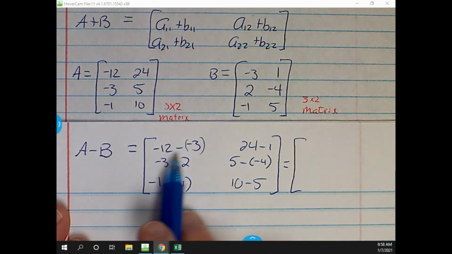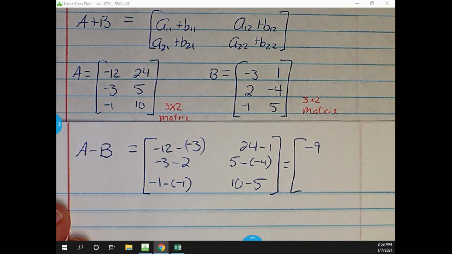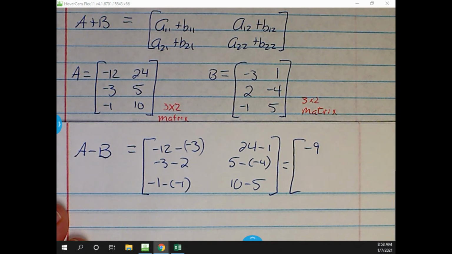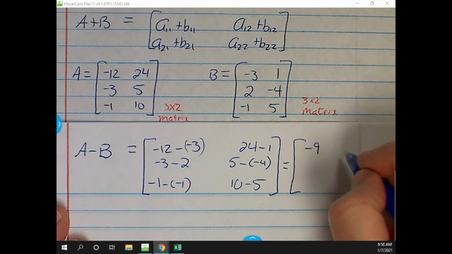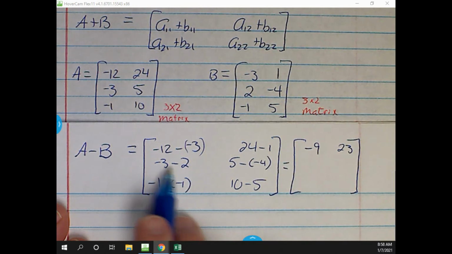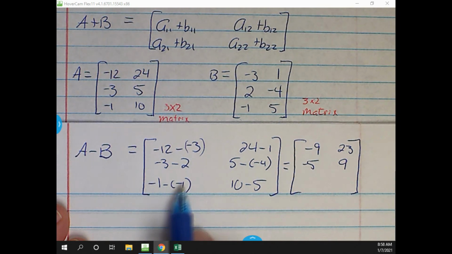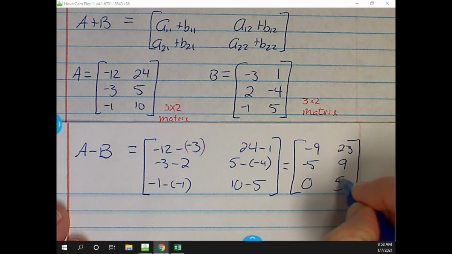So it's -12 minus -3. That's really -12 plus 3. So it would be -9. 24 minus 1, that's straightforward. That's just 23. -3 minus 2 is -5. 5 minus -4 is really 5 plus 4, which would be 9. -1 minus -1 is really -1 plus 1, which would be 0. And then 10 minus 5 would be 5.